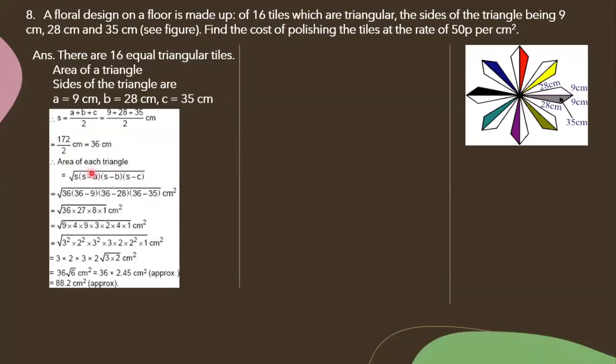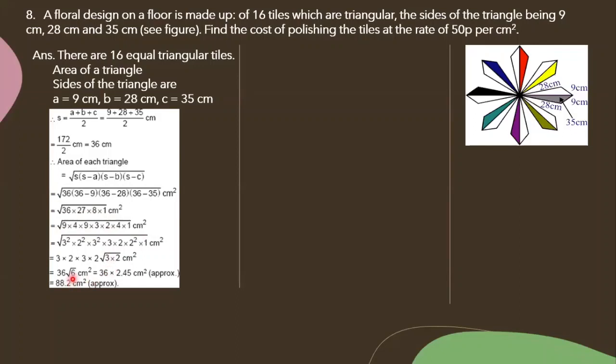Am I clear, children? So 36 into 36 minus 9, 36 minus 28, 36 minus 35. We are getting 36 into 27 into 8 into 1. So these numbers, 36 already we know it is a perfect square of which number? 6. 27, I can write in the form of 9 into 3, and 8 I can write as 2 into 4. Here 9 is a perfect square and 4 is a perfect square. But the 3 and 2 don't have any pair. So that 6 will remain as it is in the root.